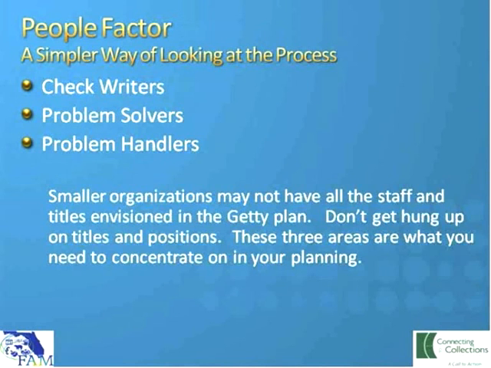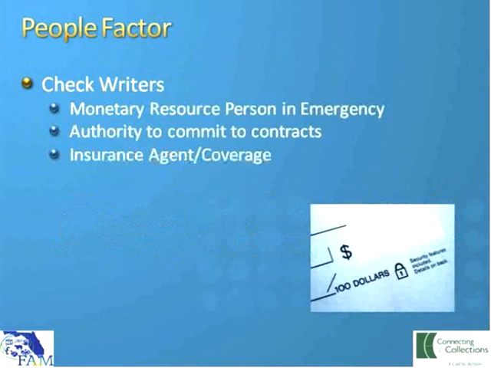The check writers, of course, are those individuals who have the monetary resources to respond in an emergency. When an emergency comes along and you suddenly need money for supplies, a generator, or whatever, you've got to know where that's coming from, and you're going to need to know this ahead of time. In an organization, you may have somebody who has the authority to commit to contracts. It might be the treasurer of the board of directors, the director of your institution, or a fiscal assistant. You've got to know who that is.